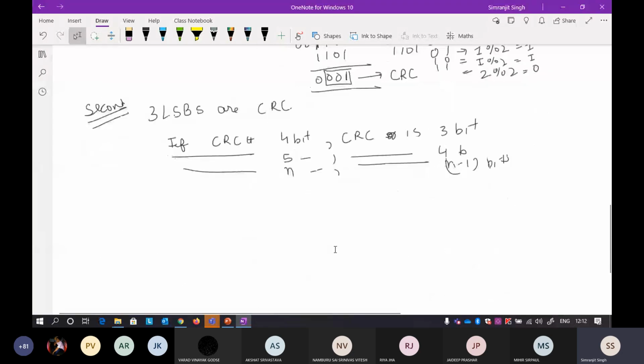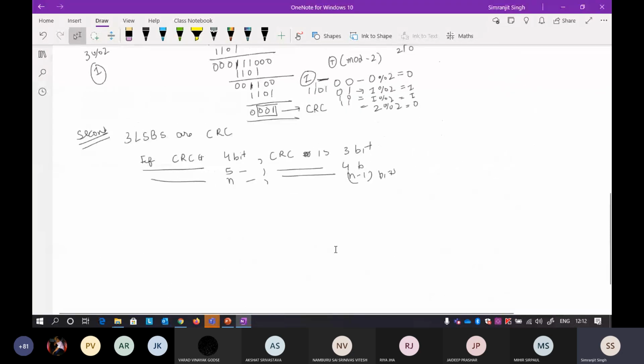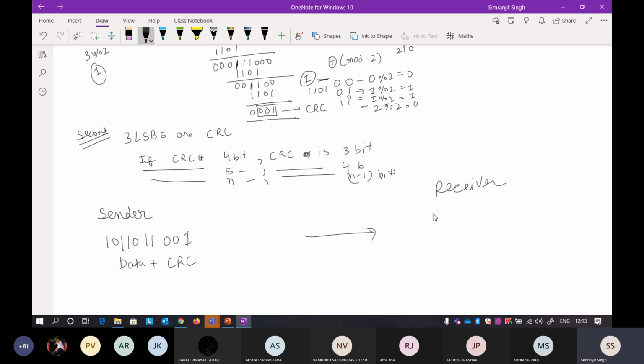Now this is a simple division method. From the sender side, when I calculated the CRC, I take what I'm sending, 1 0 1 1 0 1 1, and I write this CRC at the end. I'll send this particular thing to the receiver. So 3 zeros are added to calculate the CRC. When I calculated the CRC on the original data, I add the CRC at the end and send it to the receiver.